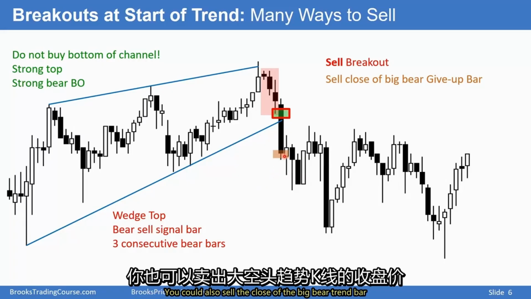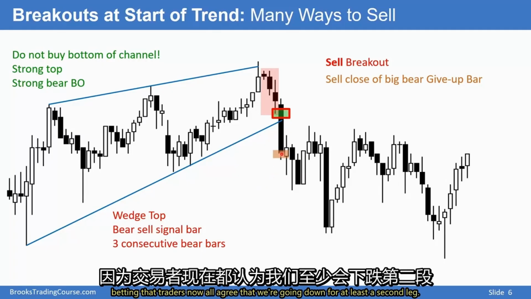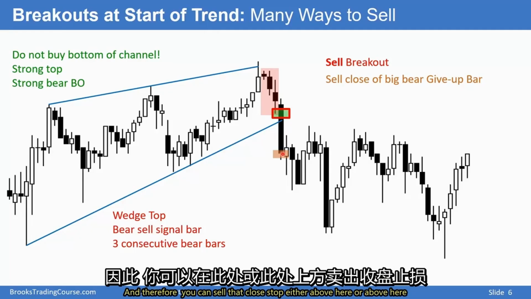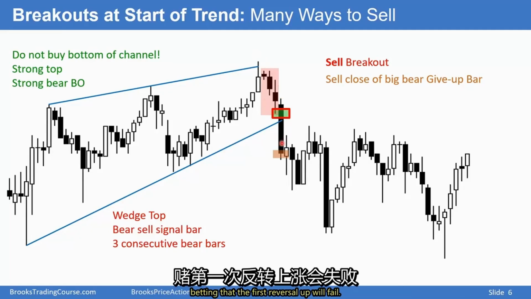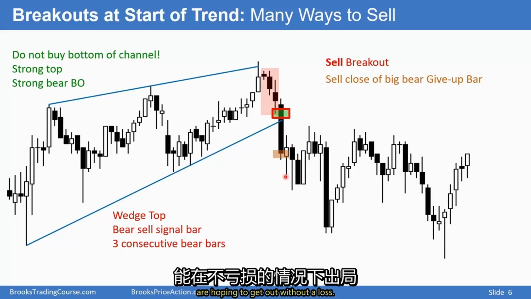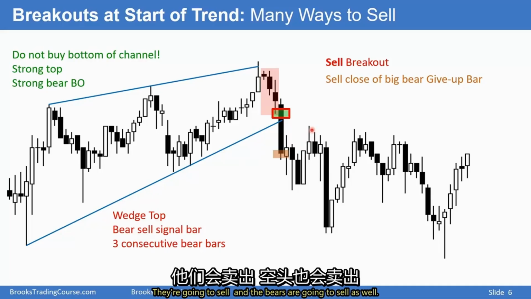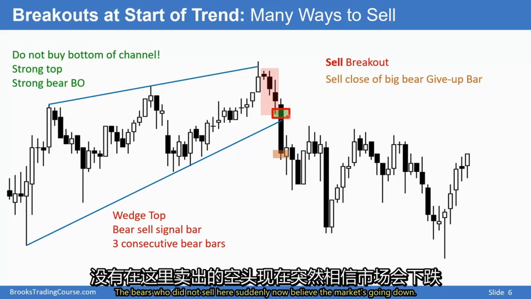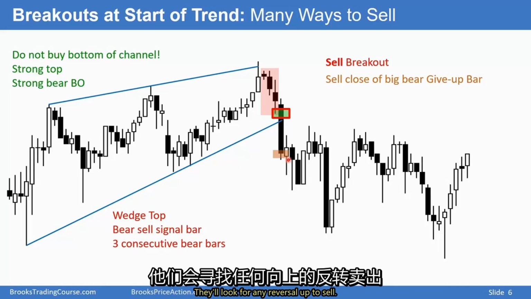You could also sell the close of the big bear trend bar, betting that traders now all agree that we're going down for at least a 2nd leg, and therefore you can sell that close, stop either above here or above here, betting that the first reversal up will fail. The bulls who bought here and bought more lower are hoping to get out without a loss. They're going to sell, and the bears are going to sell as well. The bears who did not sell here suddenly now believe the market's going down. They'll look for any reversal up to sell.